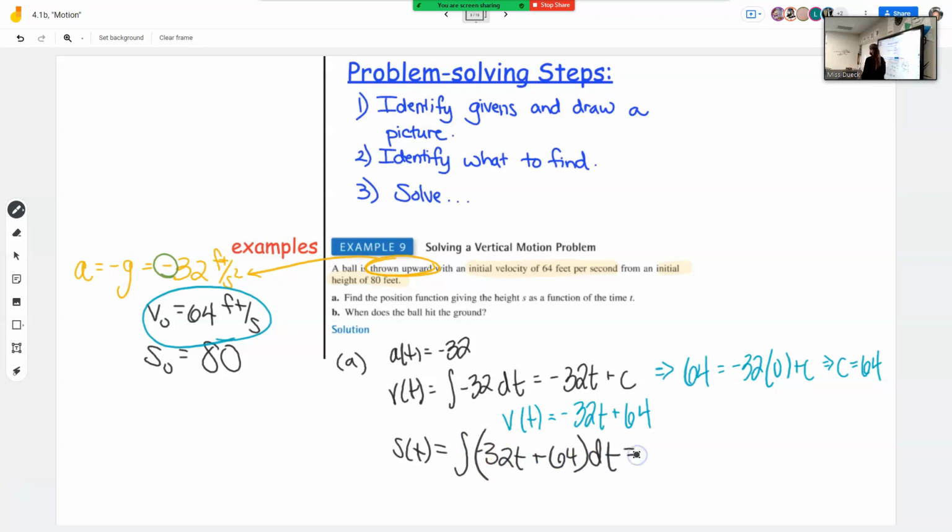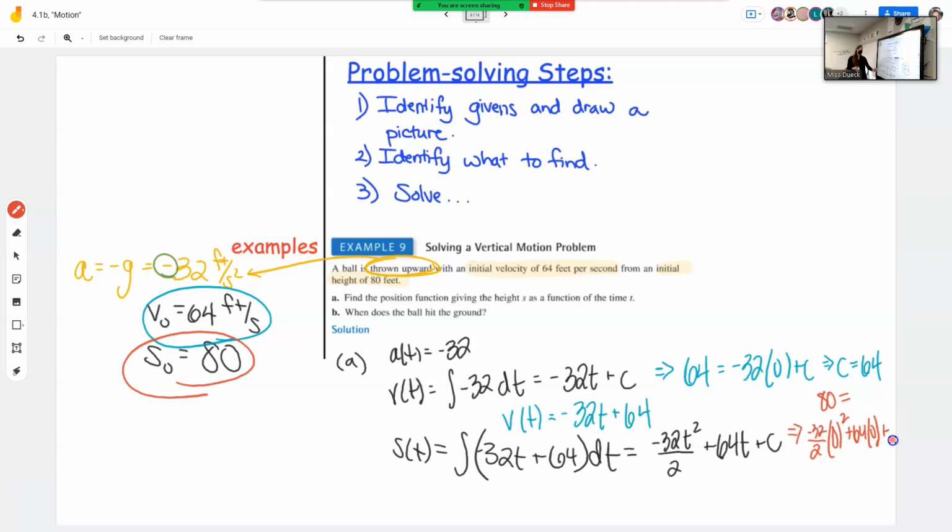And I would integrate, and I would get negative 32 t squared all over 2, which is the same thing as negative 1/2 gravity t squared, plus 64t, plus C. I would need to come up and say, hey, I have another clue. And I would have to plug that in and say, so that means that 80 will be the position when, well, negative 32 over 2 times 0 squared is 0, plus 64 times 0 is 0. This is my initial. Oh, cool. So C is 80.